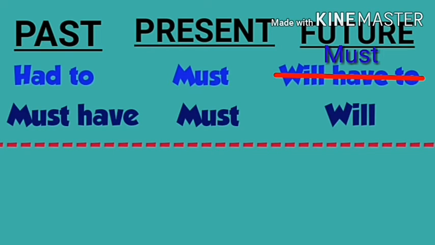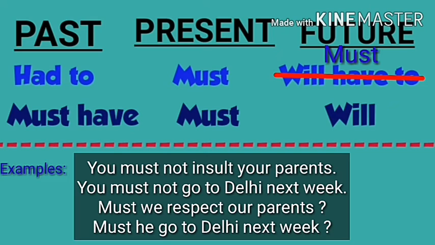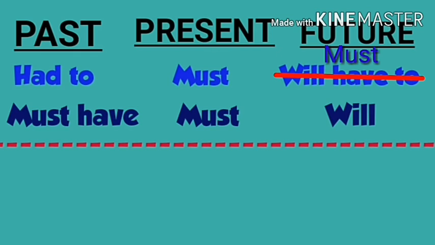Must of the first row. The word must of the first row can be used in negatives and interrogatives as well. You must not insult your parents. You must not go to Delhi next week. Must we respect our parents? Must he go to Delhi next week? These are correct sentences. But must and must have of the second row cannot be used in negatives and interrogatives.